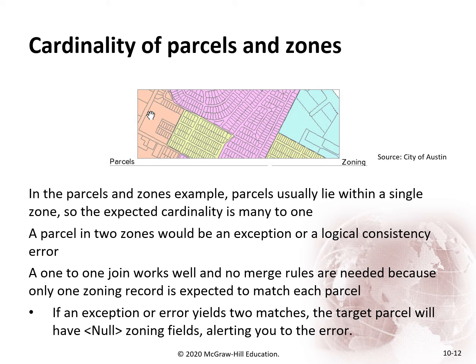In the parcels and zones example, parcels usually lie within a single zone, so cardinality is 1-to-1. A parcel in two zones would be an exception or an error in the way it was mapped or drawn out. A one-to-one join works well. There are no merge rules you have to worry about. When you run things and there is an issue, you'll a lot of times get a null field, meaning that there was something not quite right there. That doesn't mean it's necessarily wrong. It just means that it could be violating some assumption that you're making before you ran the tool.